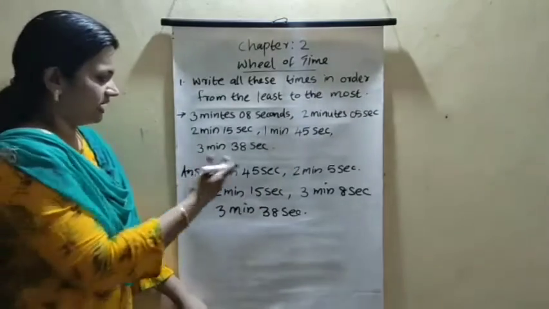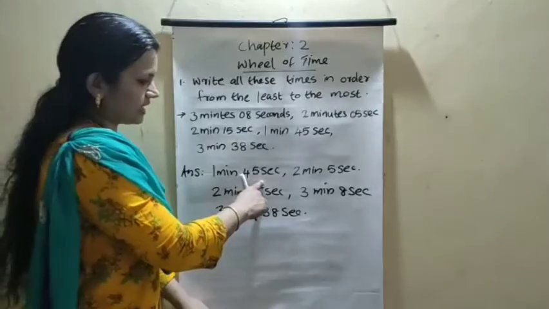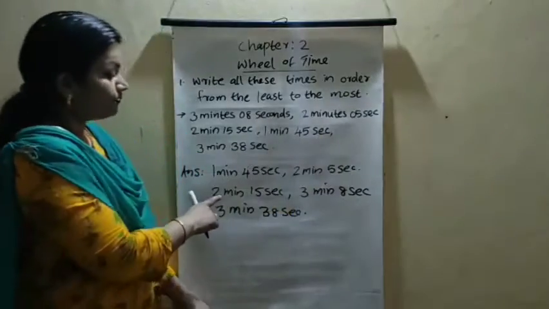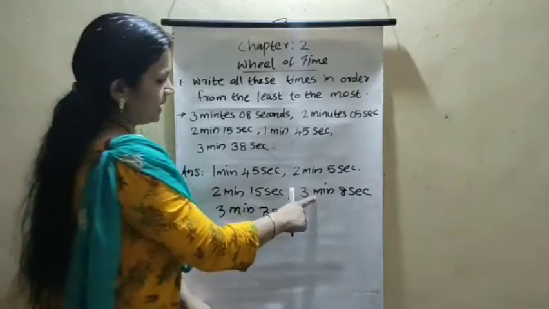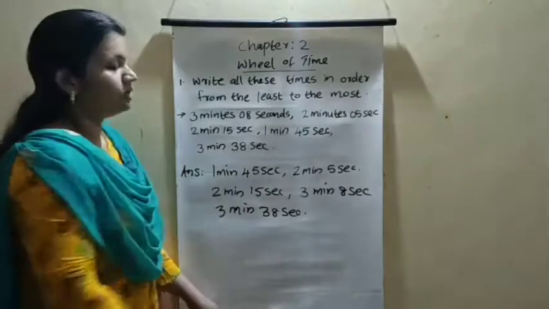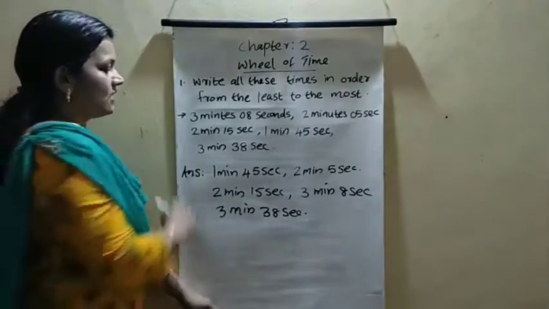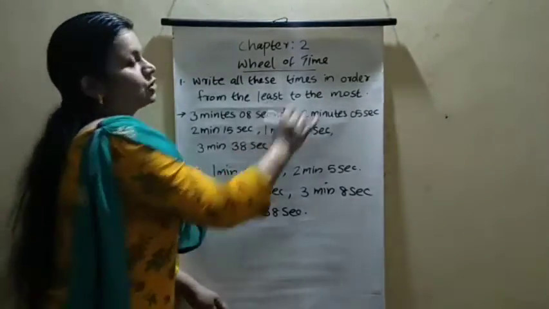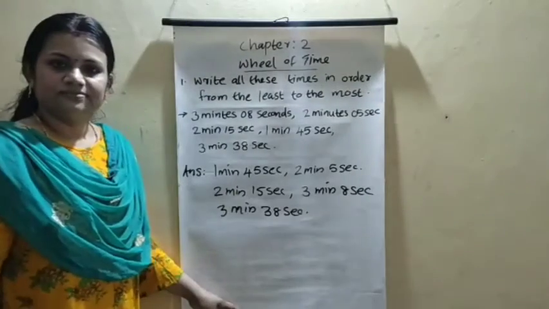Okay, now we have arranged the times from least to most. Once again, read these: 1 minute 45 seconds, 2 minutes 5 seconds, 2 minutes 15 seconds, 3 minutes 8 seconds, 3 minutes 38 seconds. This way we can arrange the times from least to most.